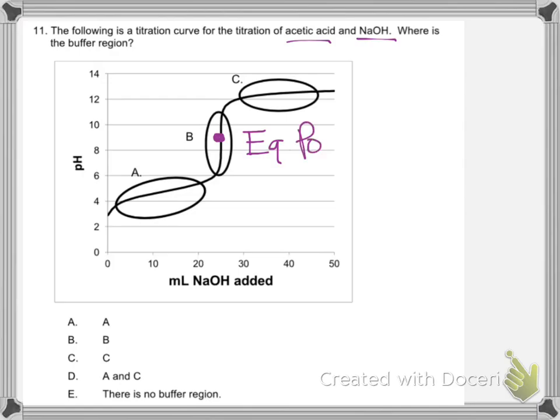Now, when we have a titration of a weak acid with a strong base, there's this region here, where the pH is pretty impervious to change because we have both the conjugate weak acid and weak base present in this portion. So this area here is our buffer zone.